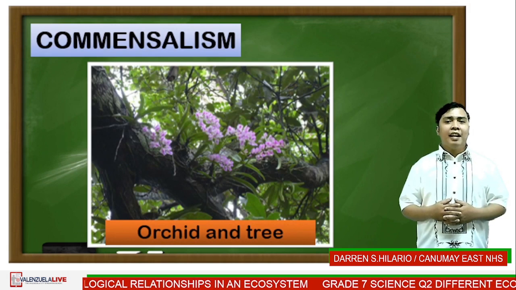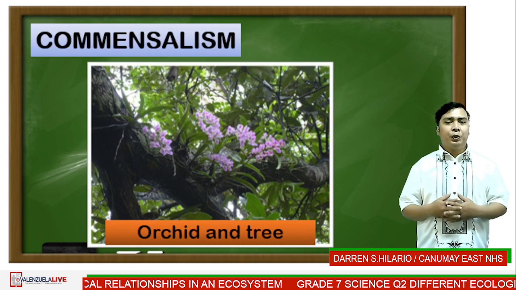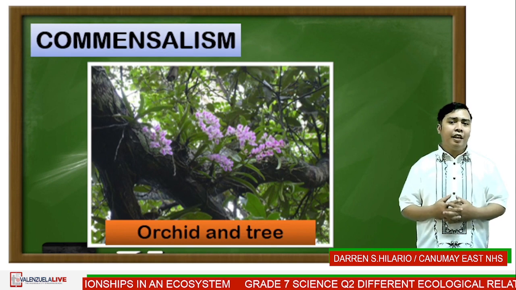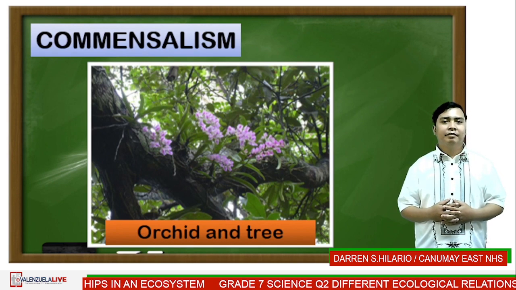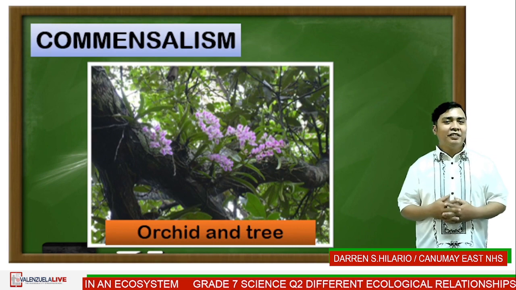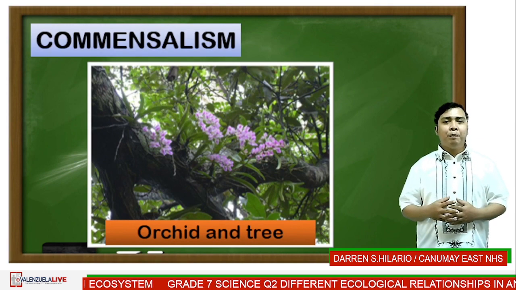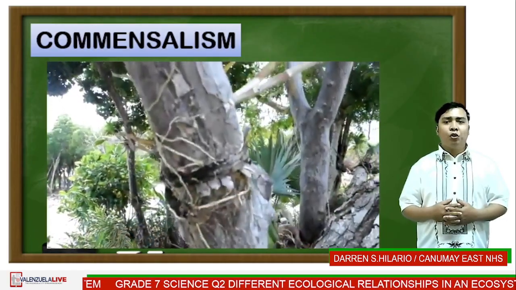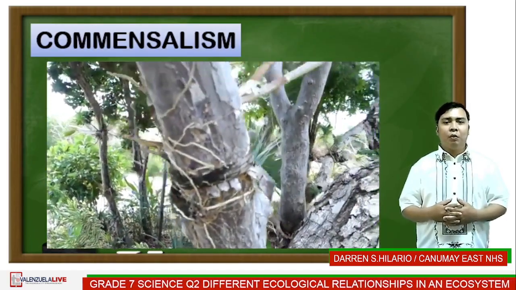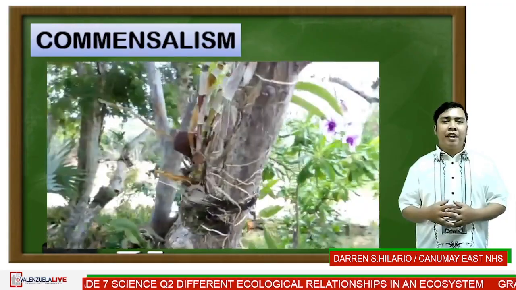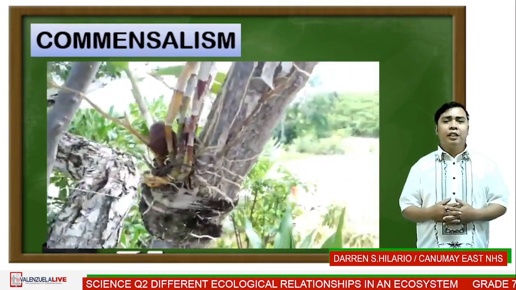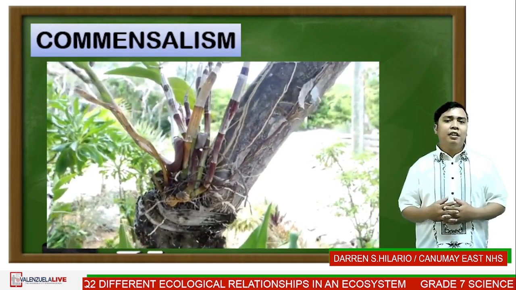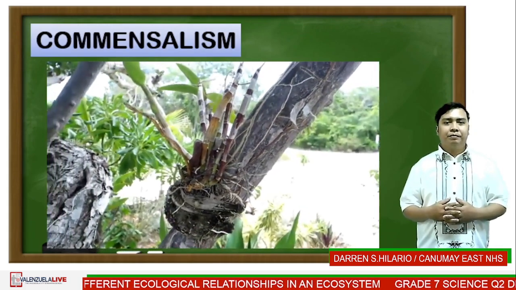As you see, an orchid is attached to the branch of a tree. Can you explain what happens in the interaction between them? Very good, grade 7 learners. The tree provides a place for the orchid to live, and the orchid also benefits by getting adequate sunlight. The orchid depends on the tree for mechanical support, but not for nutrients. That is why, in this interaction, the tree is not affected.